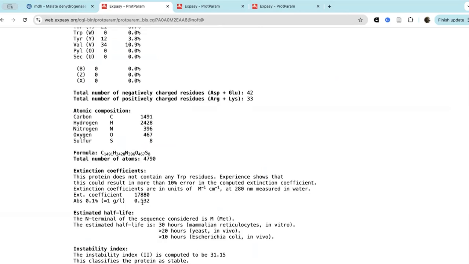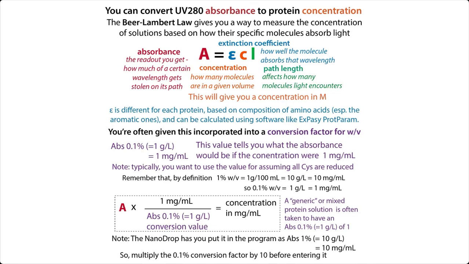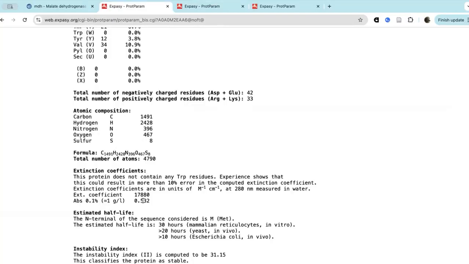And in fact, we can see that our absorbance 0.1%, so remember that's 1 gram per liter, would be 0.532, as opposed to the generic value, which would be about 1. So if we were to do our calculations, we're going to need to divide by 0.532. And if we were to stick it in our nanodrop, remember the nanodrop wants the absorbance of 1%, and so we need to multiply this by 10 and stick in 5.32 rather than sticking in 10.